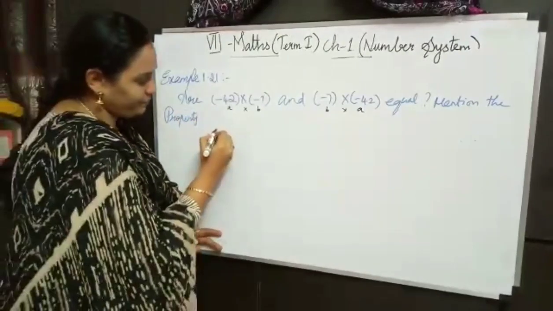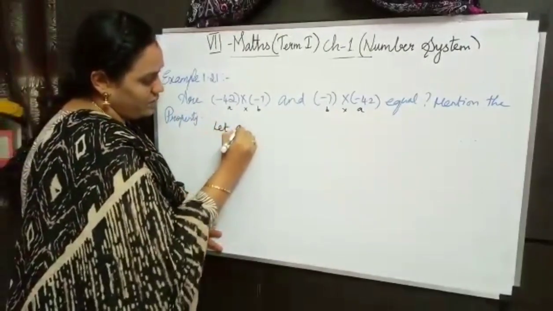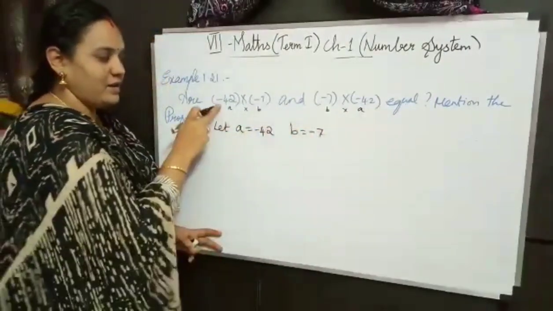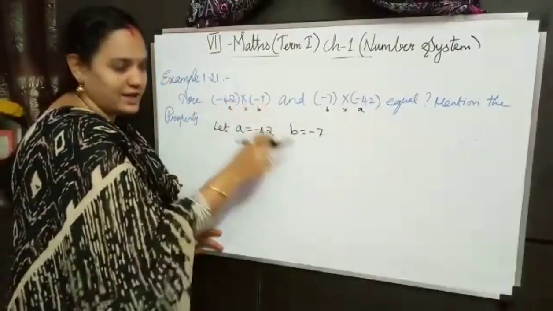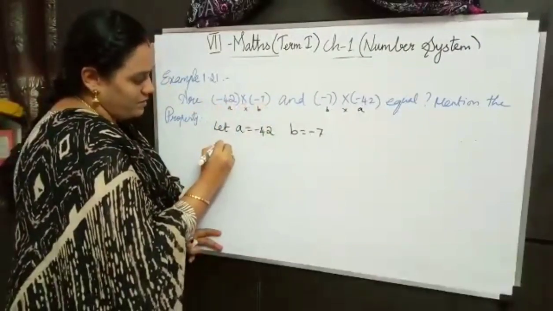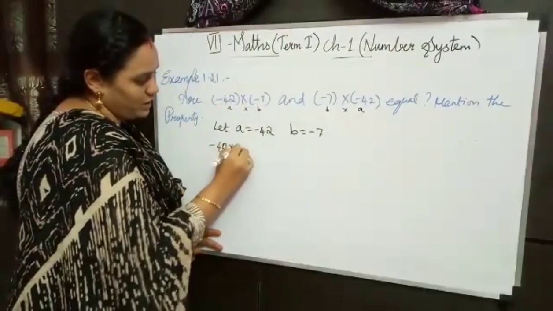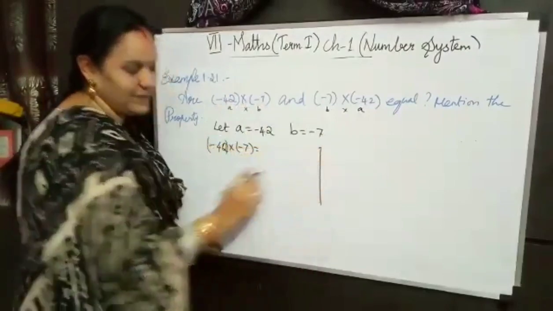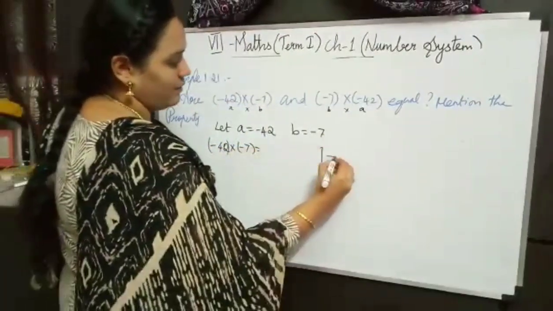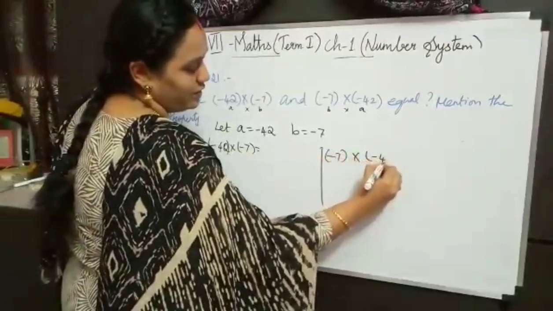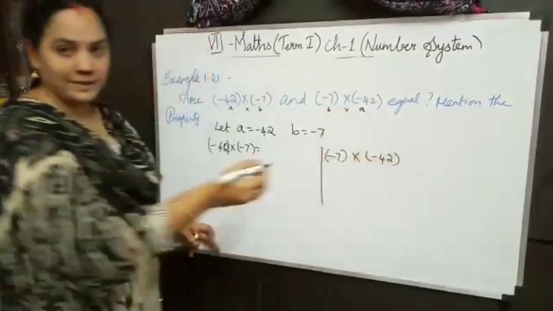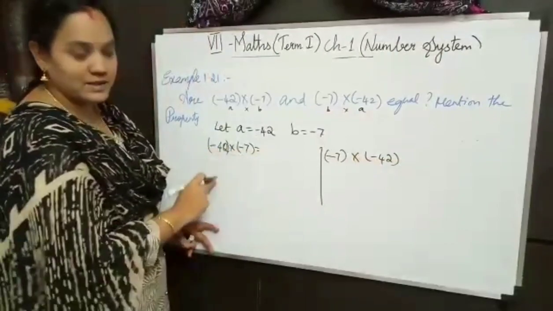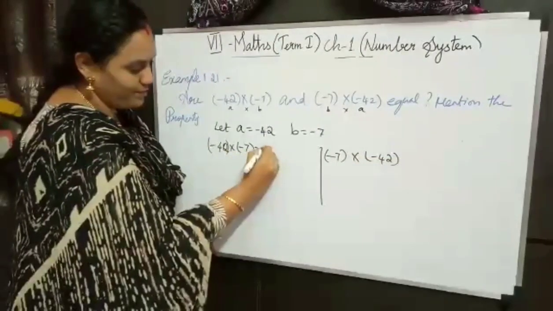I have taken this as A and the second integer as B. So, minus 42 into minus 7. I'm going to find out the value. I'm splitting this into 2 and I'm going to find out the value for the right hand side separately. So now we can multiply these two numbers. Both have same sign. So plus.